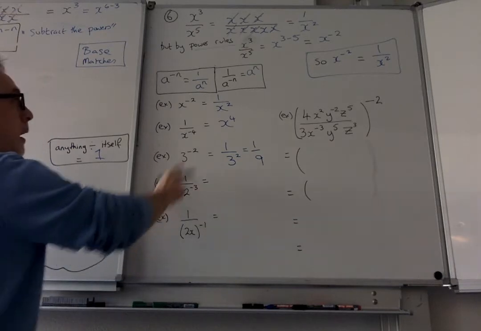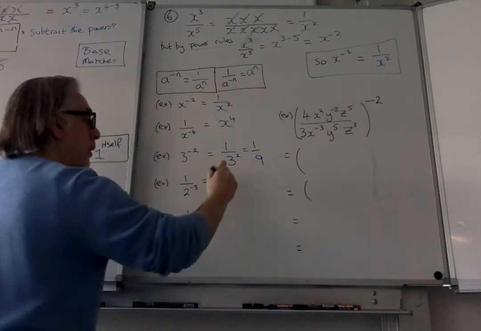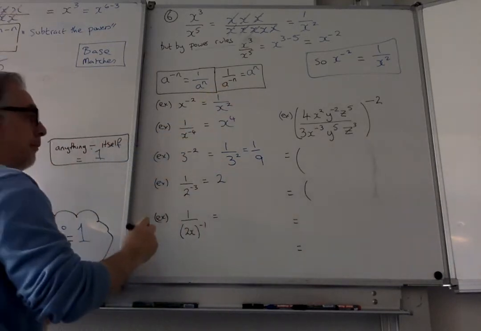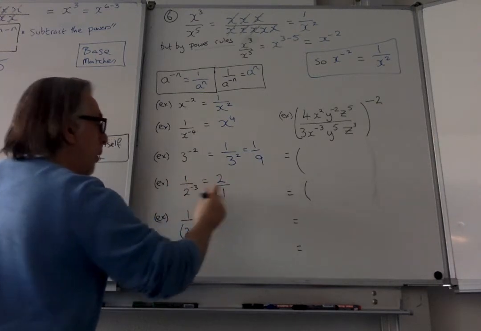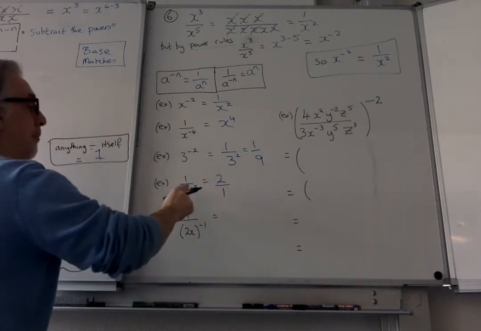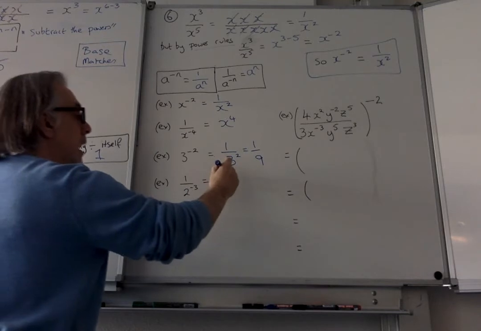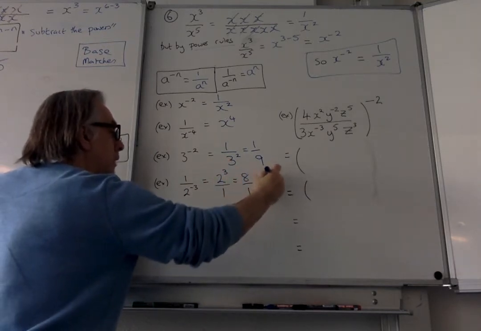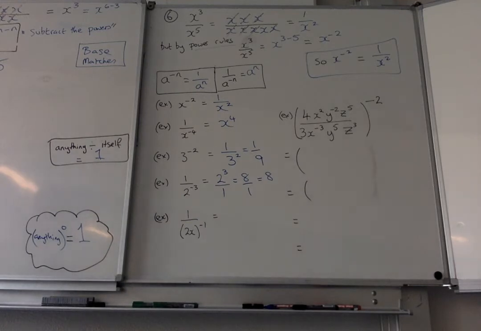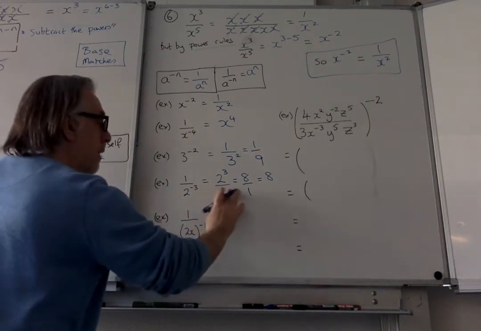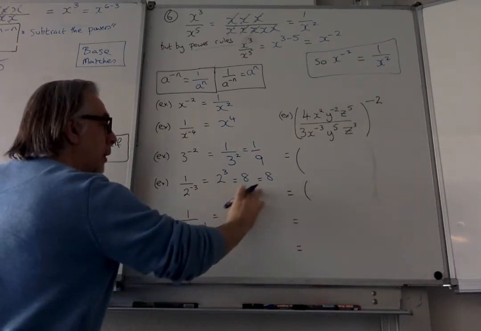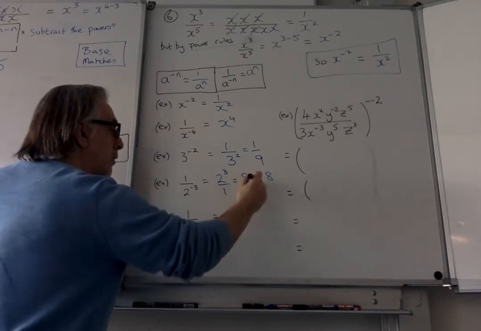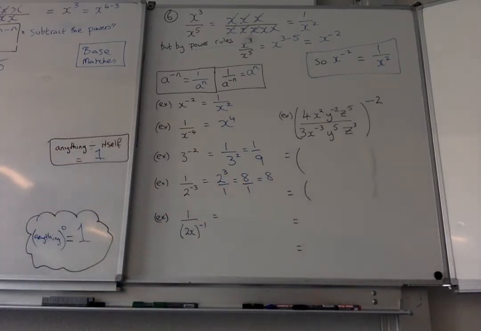This one looks like this one. So a reciprocal again, so now it's going to be 2 at the top. If you like, there's a 1 at the bottom. Minus 3 is now just going to become a positive 3 there. That becomes 8 over 1, which is just 8. If you want, you don't even have to bother having the 1 there, because you know anything divided by 1 is itself, but I'll just put it in for the completeness of the notes.